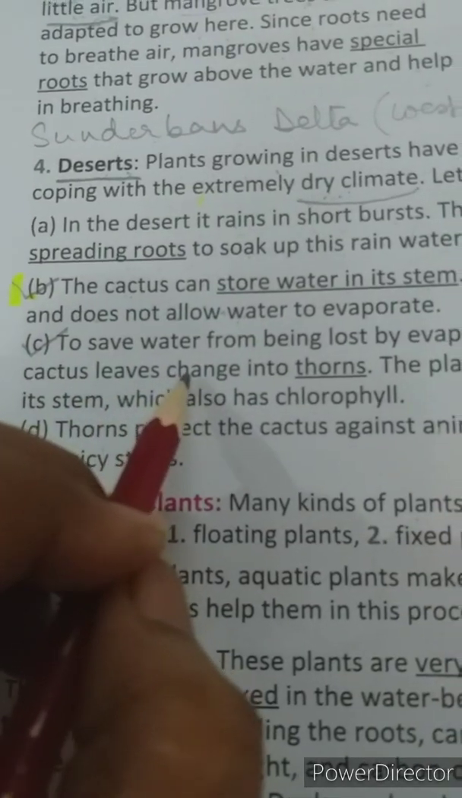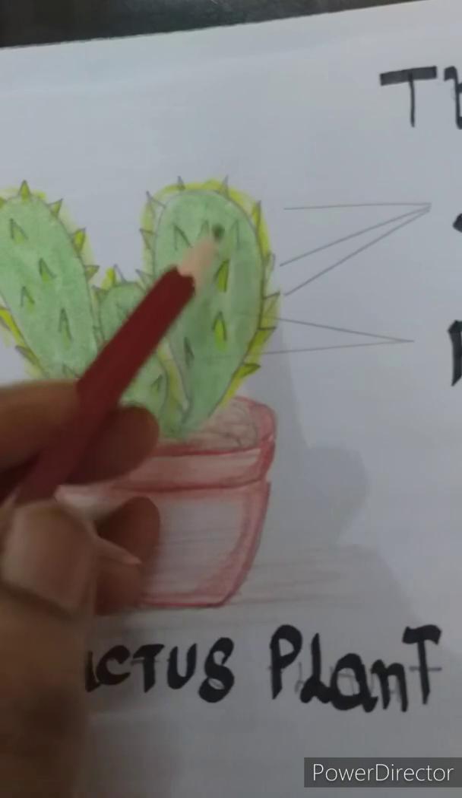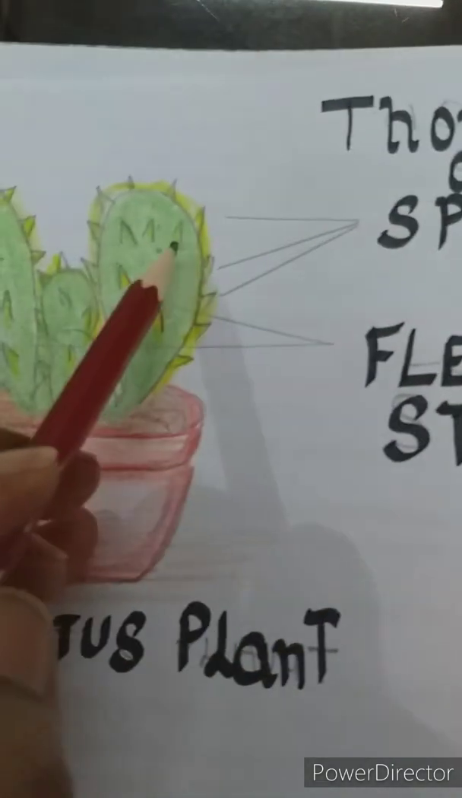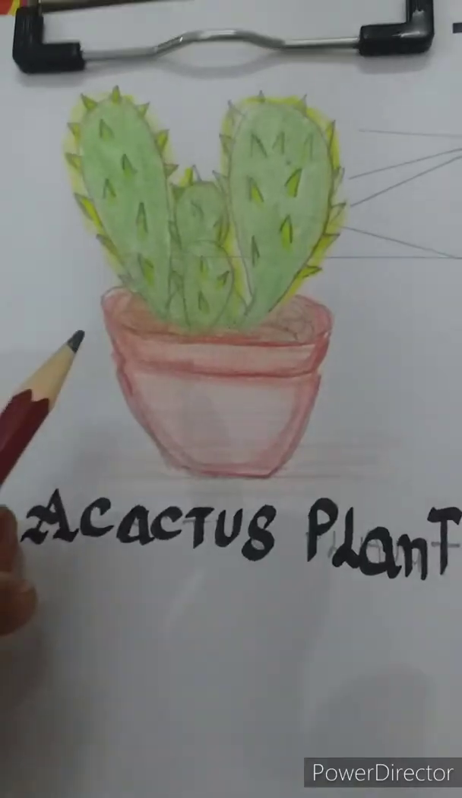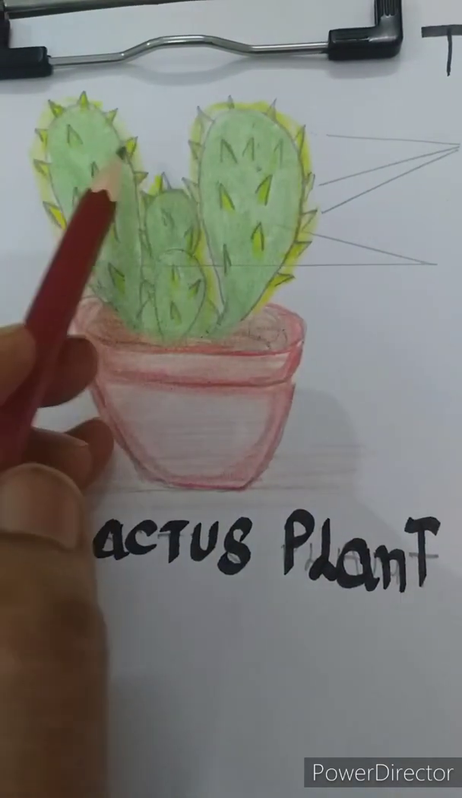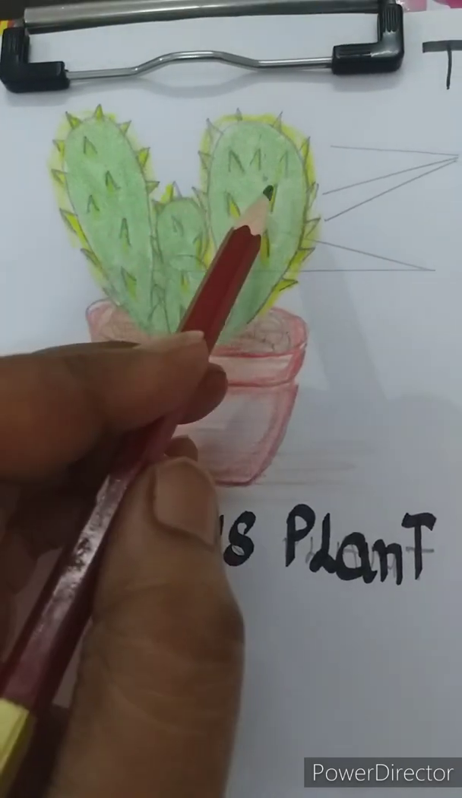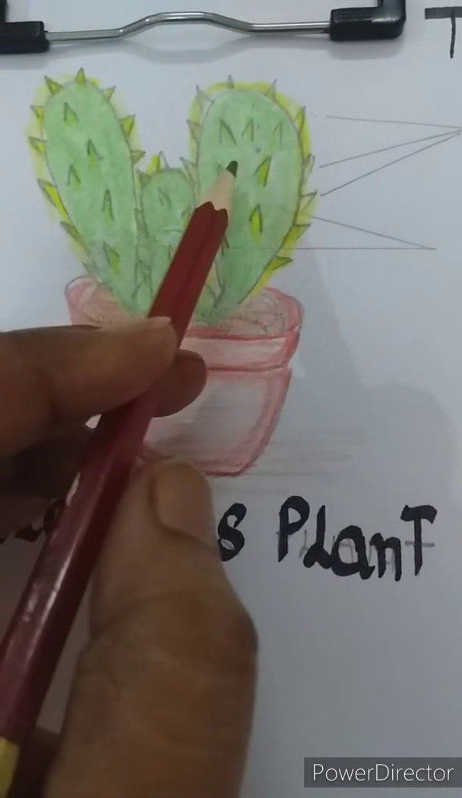Cactus leaves change into thorns. These are the thorns, children. These are also called spines. Thorns or spines. So the whole cactus plant is covered with spines, children. And you can question why the cactus plant has thorns or spines.